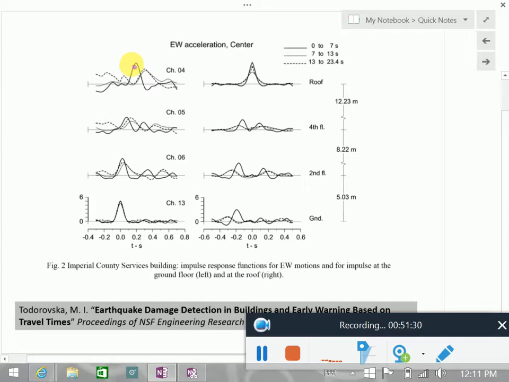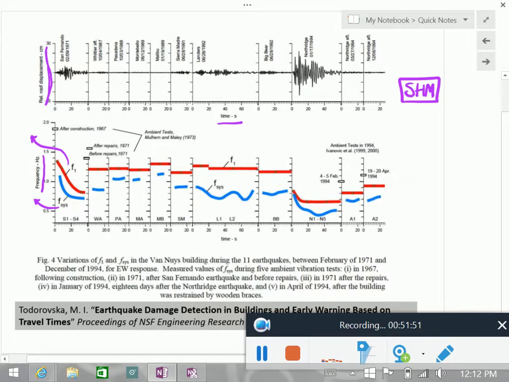You have to calculate the impulse response, and then this is going from roof to the ground and the other way around, and you kind of see the wave propagating. This is how F1 is calculated. You don't need to know the details. Just accept that F1 is related to the building itself. F6 is the whole thing.